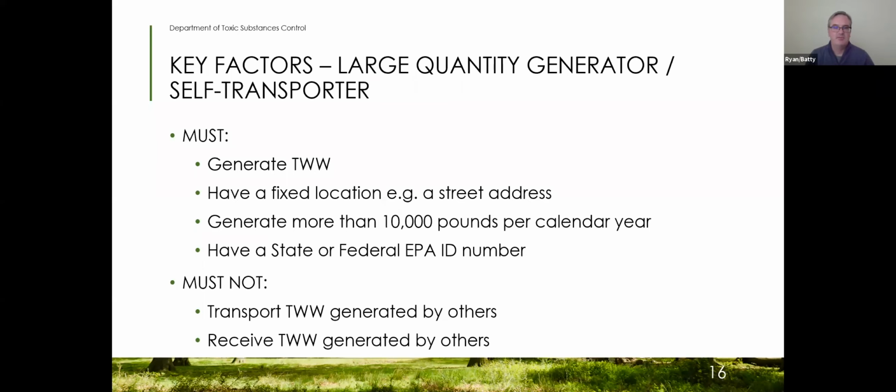So the second type of variance we've identified is large quantity generator. It's fairly similar to the small quantity generator. The key distinction is that large quantity means more than 10,000 pounds per calendar year. And in order to apply for a large quantity generator variance, you'll have to obtain a state or federal EPA ID number. So again, you cannot transport treated wood waste generated by others or receive treated wood waste generated by others. Next slide, please.